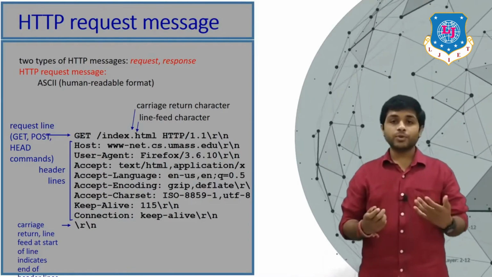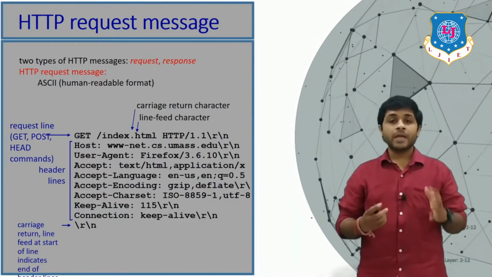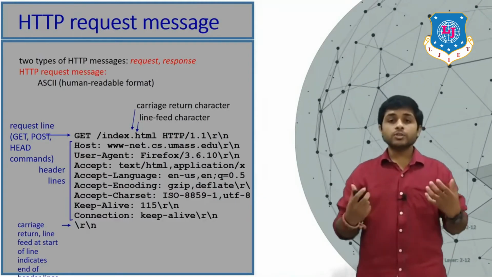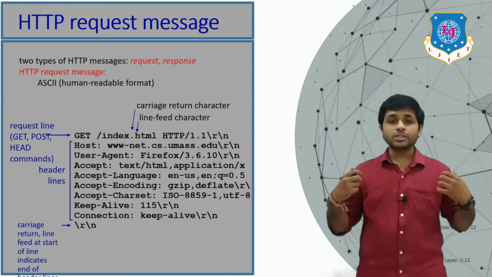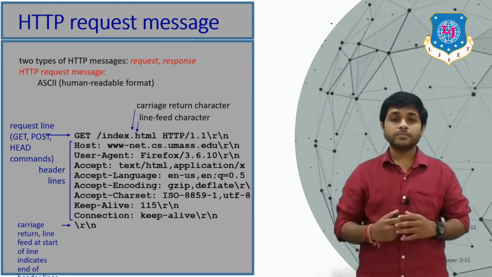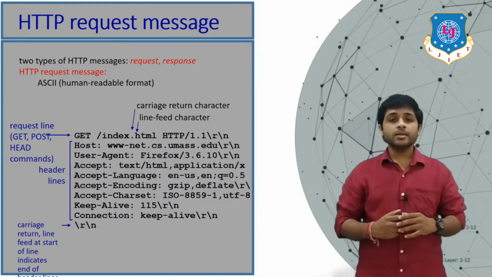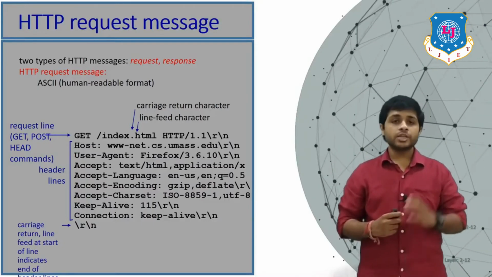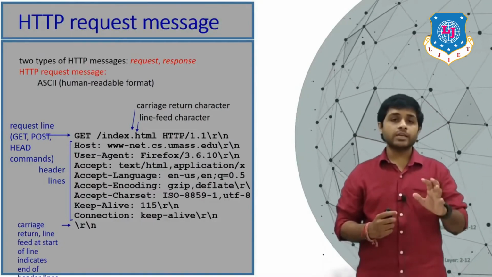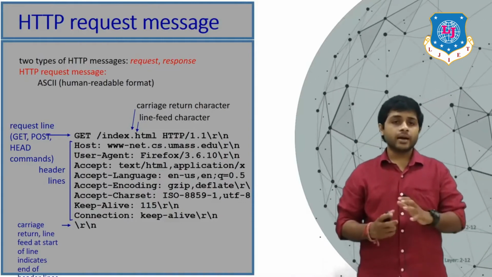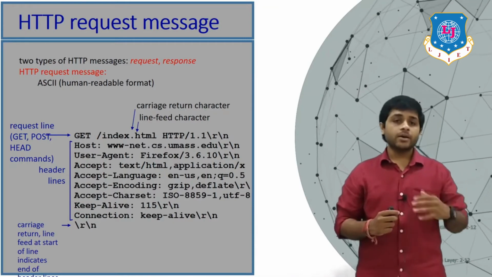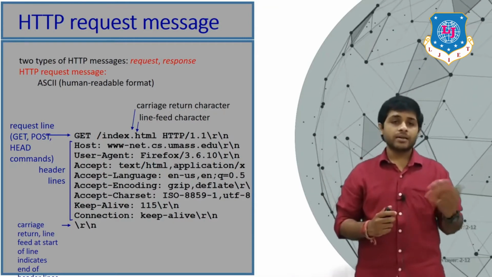So that is the beauty of the HTTP, that there is an abstraction level using which the user doesn't know that there is so much happening in the background. Let's quickly see the format of the HTTP request message. In the first line, you can see what type of request that is. There are different types of requests, such as get, post, head, command, etc.